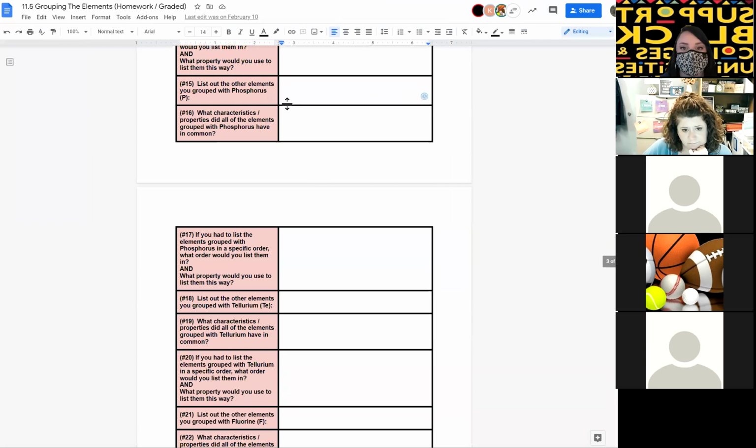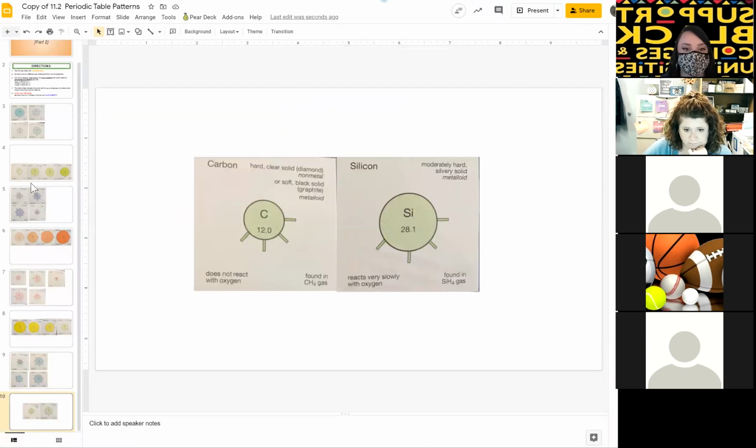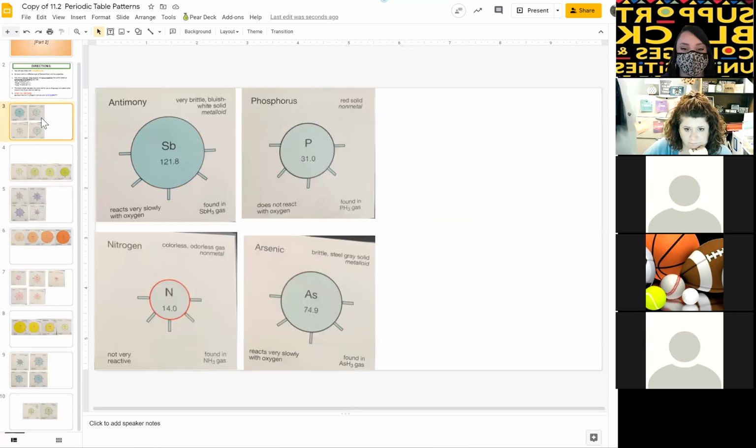All right, so now we're gonna move on to number 15, 16, and 17 with phosphorus. So phosphorus should have been grouped together with arsenic, nitrogen, and antimony. What do these four elements or atoms have in common? They all have something in common with oxygen besides nitrogen. Okay, so the reactivity kind of revolves around oxygen. Good. What else?